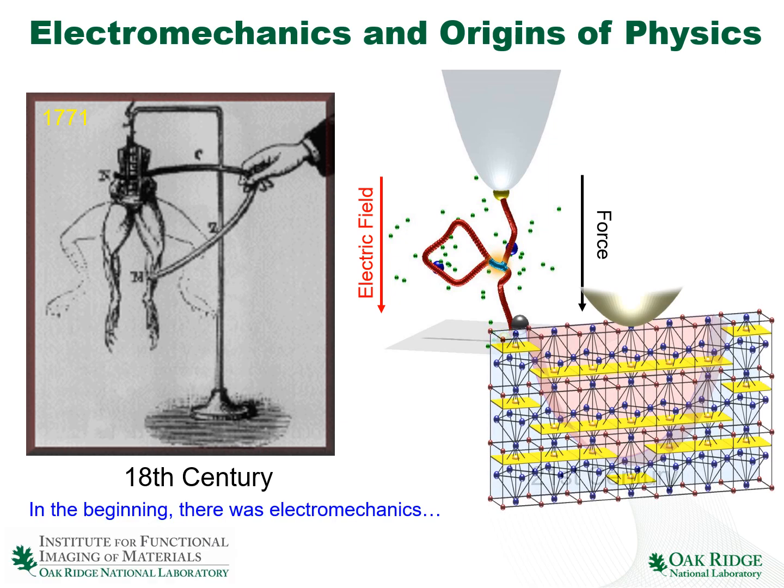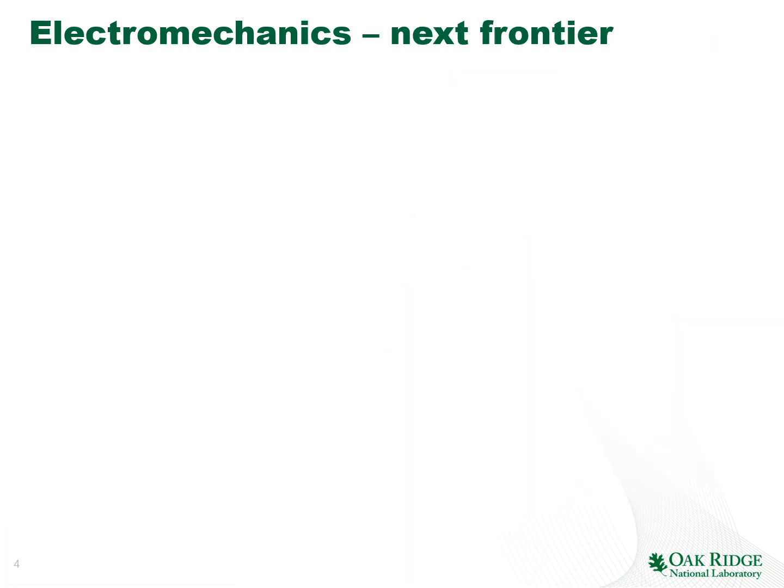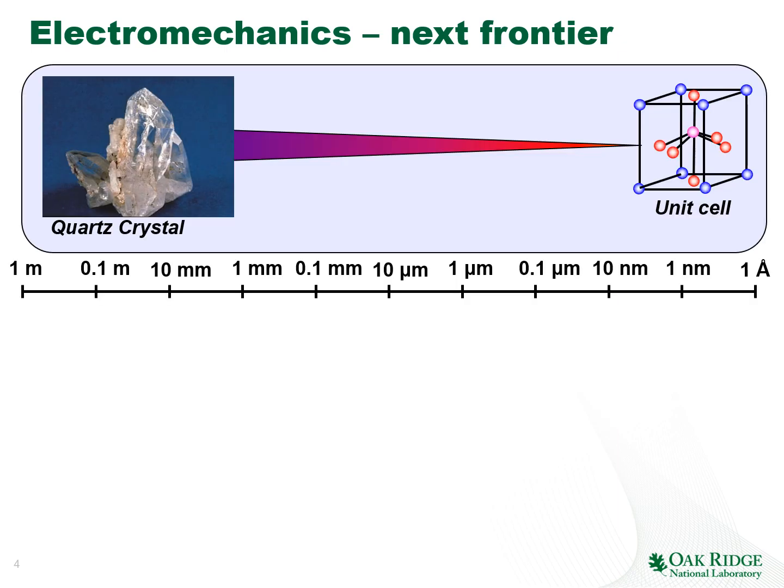And given that now we are in the 21st century, the question is, can we extend Galvani's experiments to the level of the individual molecules or unit cells? And to do that, we need to see what are the length scales at which the electromechanical coupling originates. And what does it tell us about the materials?